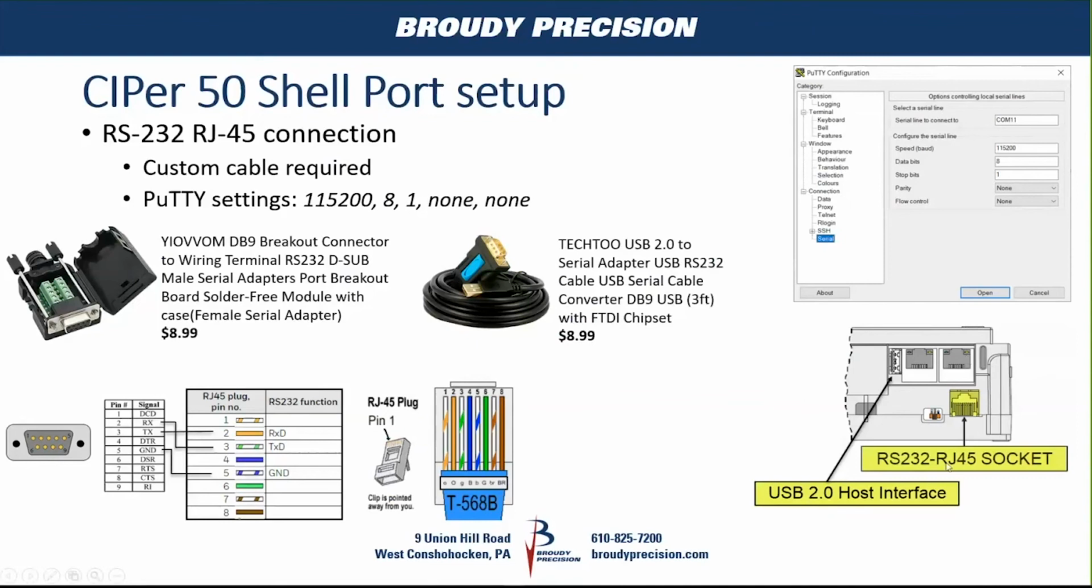If we look at the edge of the CIPer 50, there's your port 1 and 2 Ethernet ports. There's an RJ45 below that, and that's the RS-232 port, where you're going to plug your shell cable. Up next to the main Ethernet ports, there's a USB 2 interface, and that's where you're going to put your thumb drive, your memory stick, if you're restoring the old firmware on the controller.